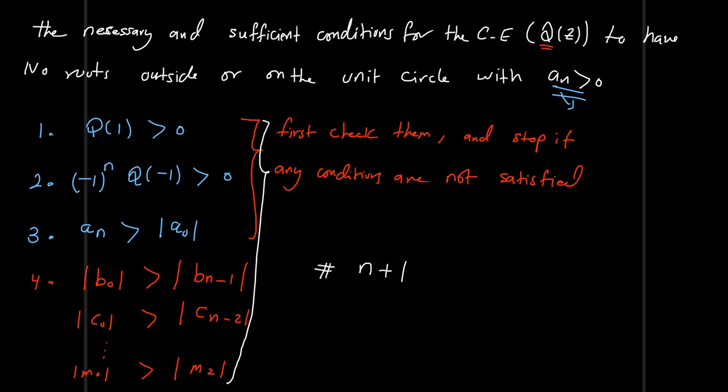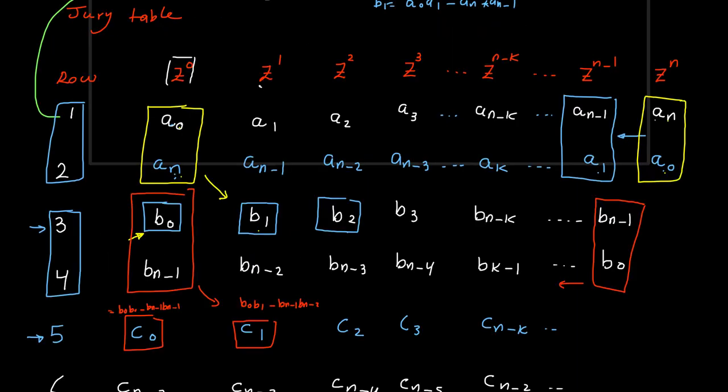So if we return back to the Joule table, after the three conditions, we need to check if this element p of 0 is greater than this element. Then we go to the fifth line. Then we check if c0 is greater than the last element here, and so on. So let's take an example here, and I will start with the following example.